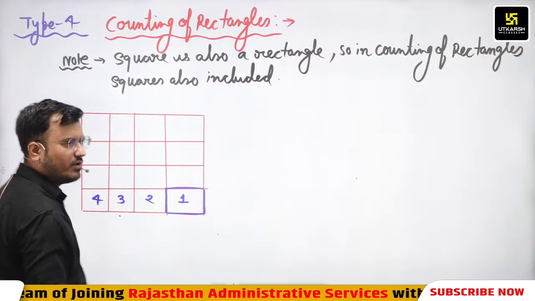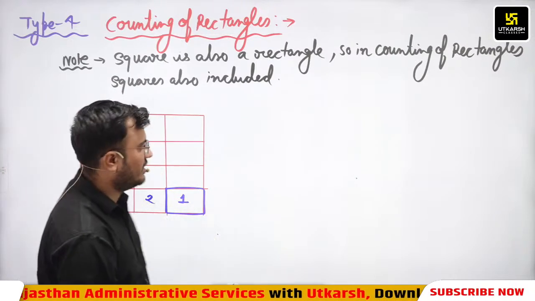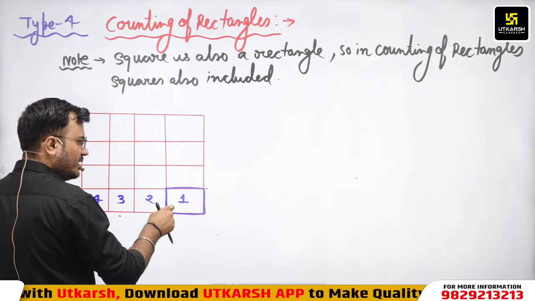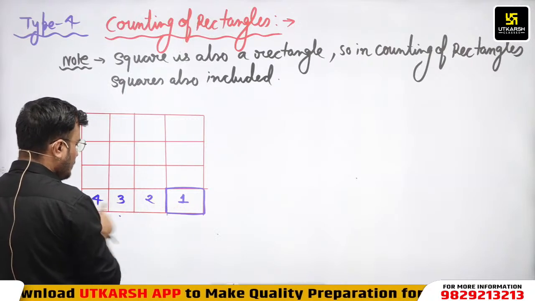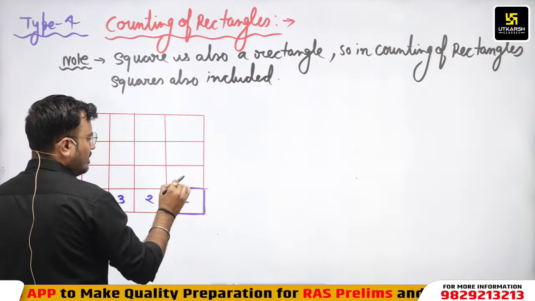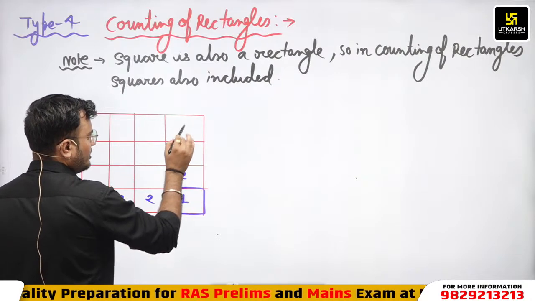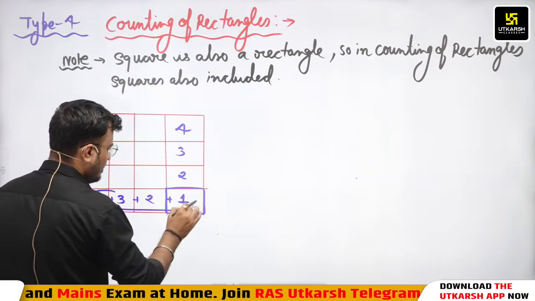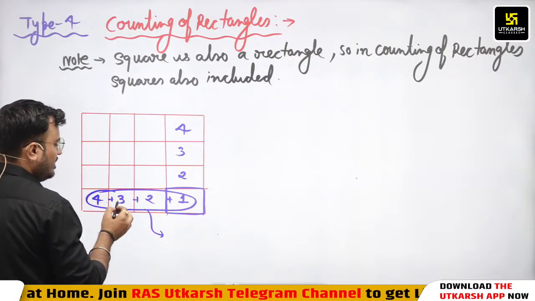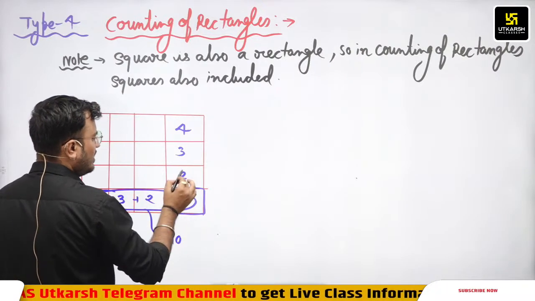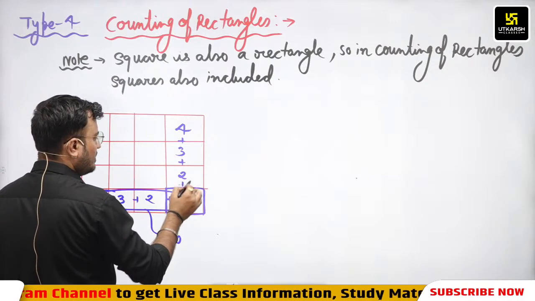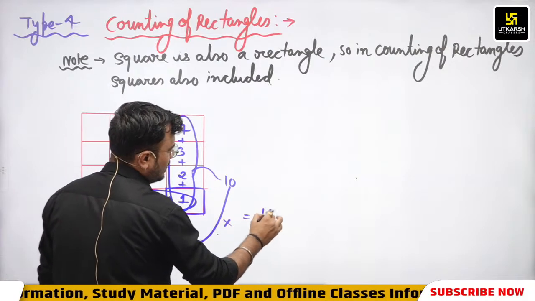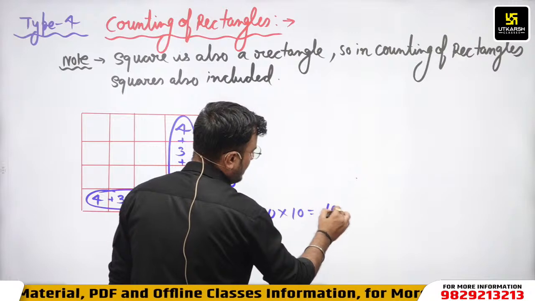This trick is applicable for counting rectangles. First we write the natural numbers starting from the rightmost smallest square or rectangle: 1, 2, 3, 4. Similarly, we move in vertical order: 1, 2, 3, 4. After writing all these numbers, we add them: 4, 3 is 7, 2 makes 9, plus 1 is 10. Similarly for the vertical numbers, we get 10. Then we multiply these two numbers. 10 into 10 gives a total of 100.